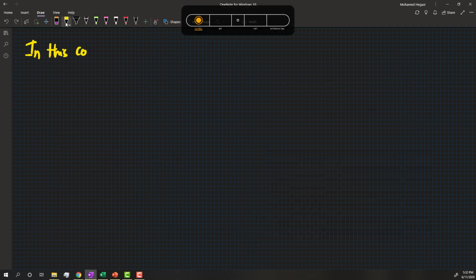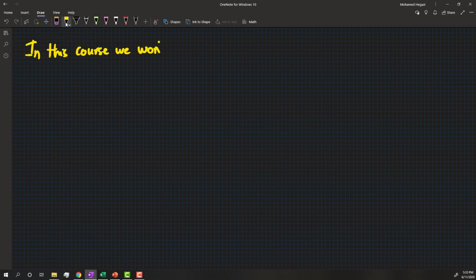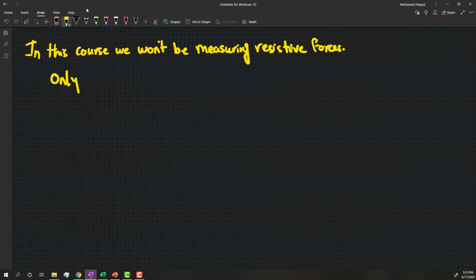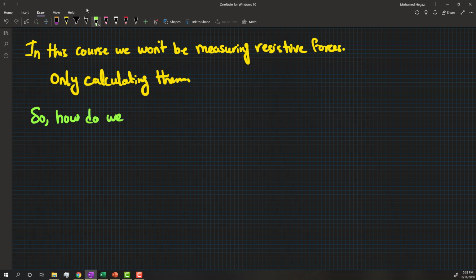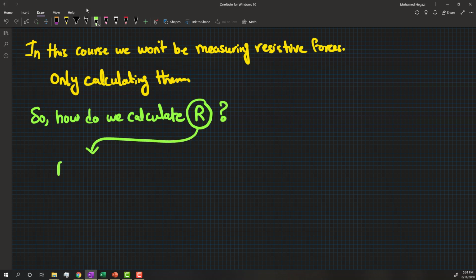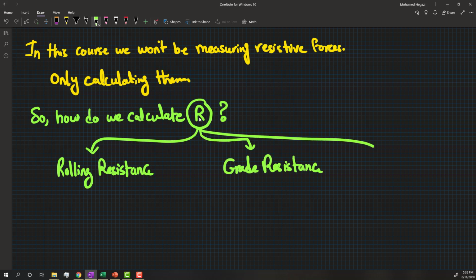Now, in this course, we are not really concerned with measuring resistance and more concerned with calculating resistance. So now the question is, how do you calculate those resistances, rolling resistance, grade resistance? Well, first, we have to introduce you to the different types of resistances, at least considered in this course. Resistance, symbolized R, consists of rolling resistance. And the second one is grade resistance. And the third part is curve resistance, for when the train is going through curves.